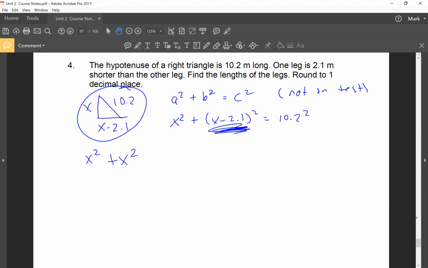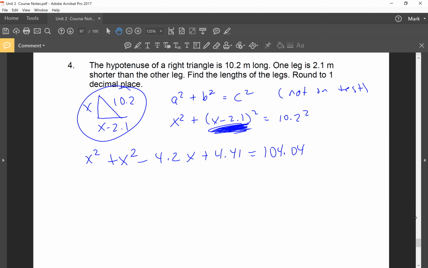I think it was Nasser who said this: I'm factoring, or I'm multiplying this by itself. So x squared minus 4.2x plus 4.41 equals 10.2 squared, and I get 104.04. So I'll put that in, why not?